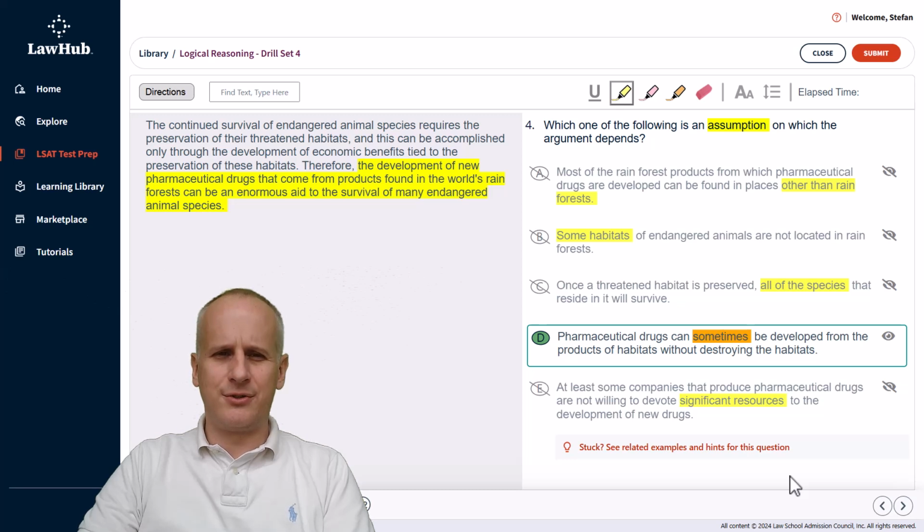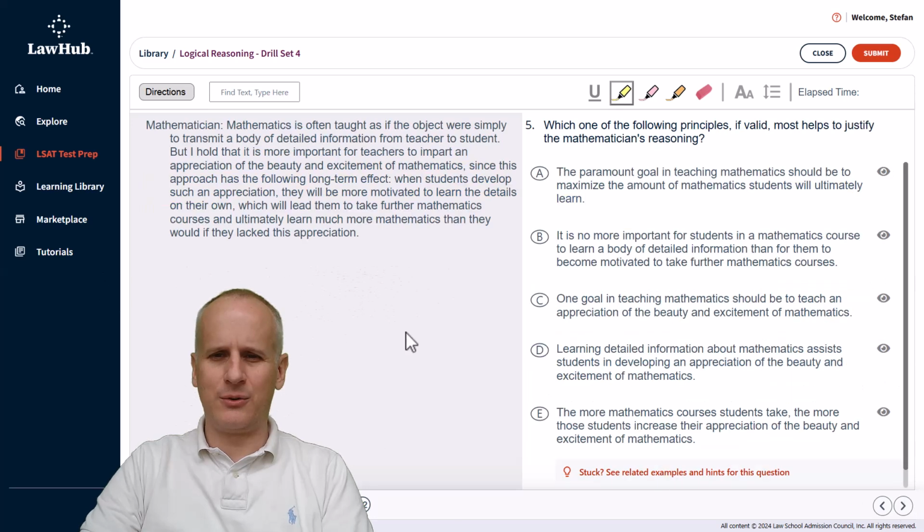Here we are at Logical Reasoning Drill Set 4 over at lawhub.lsac.org. And we're going to move on to question 5 here. And we've got the highlight tool ready to go.